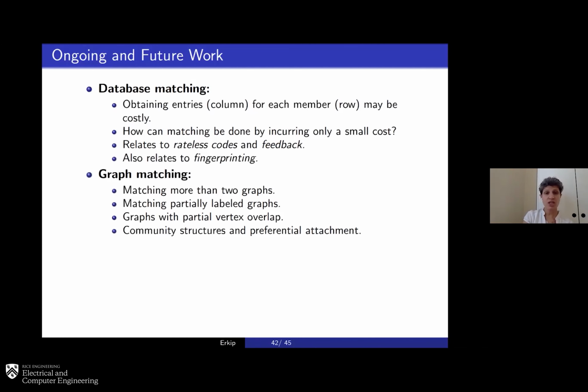And in graph matching, you can think about matching more than two graphs, matching partially labeled graphs, partial vertex overlap, and community structures and preferential attachment models. And we have results on some of these.